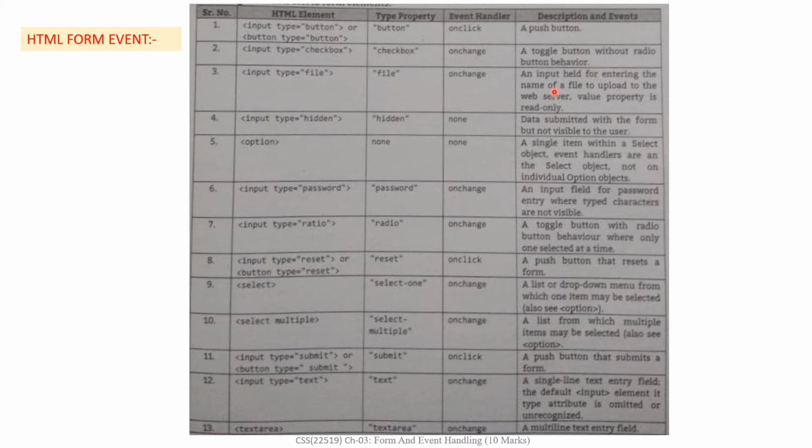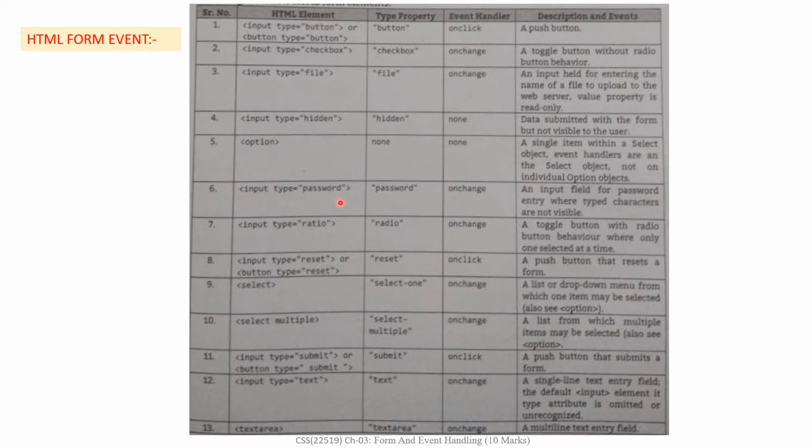It is used to hold the entering name in the field. So input type equal to hidden. The property is hidden. Data is submitted with the form but not visible to the user. Then option. These have no property and no event handler. A single atom within a select object; event handlers are on the select object, not on individual option objects.